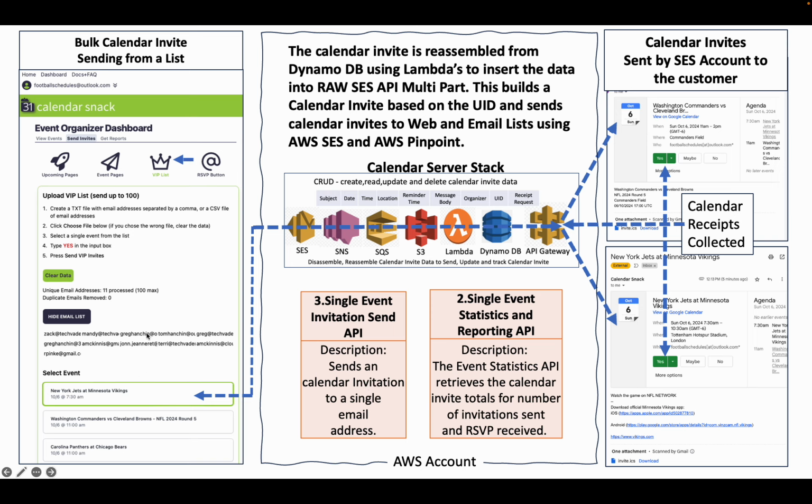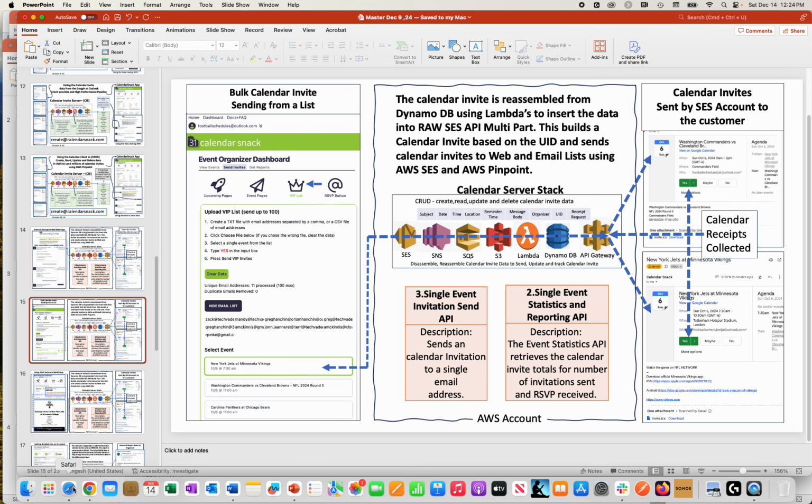These email addresses are actually in DynamoDB eventually. And when I upload those in, I click one button and we summon this API, and it sends out the calendar invites independently to these emails themselves. So let me show you how to do it real quick.